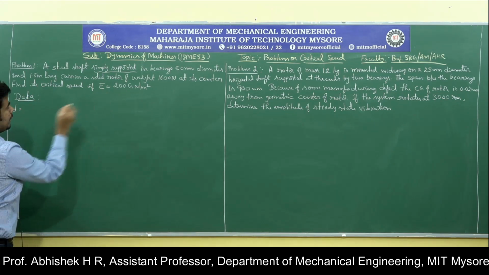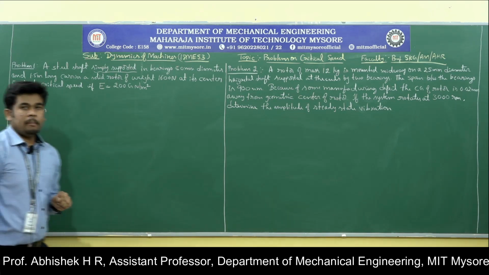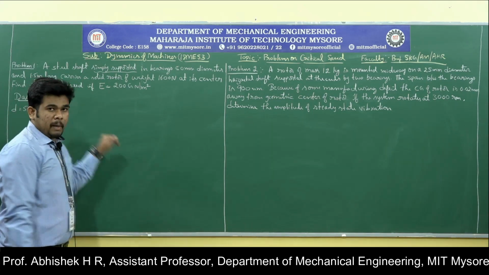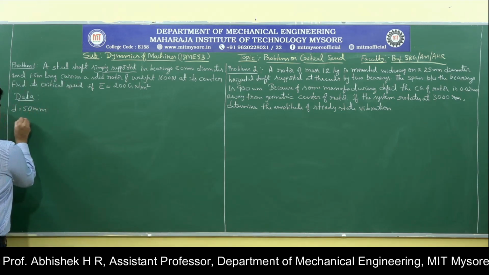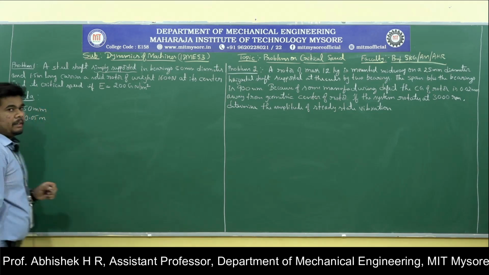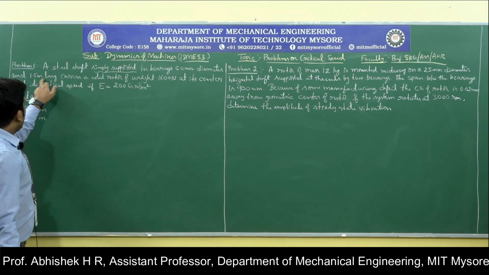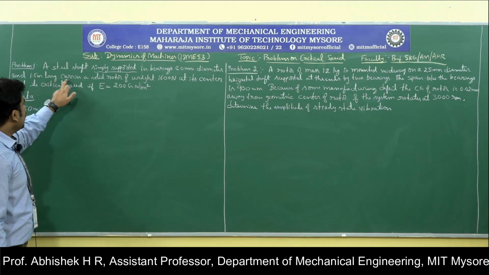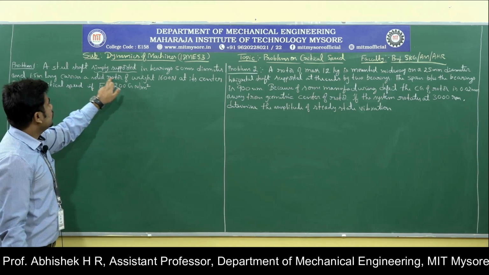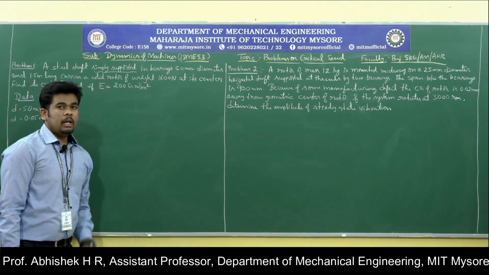How much? 50 mm. It is in mm, converted into meter, so it will become D is equal to 0.05 meter. Next, 1.5 meter long carries a solid rotor of weight 1600 Newton at its center.